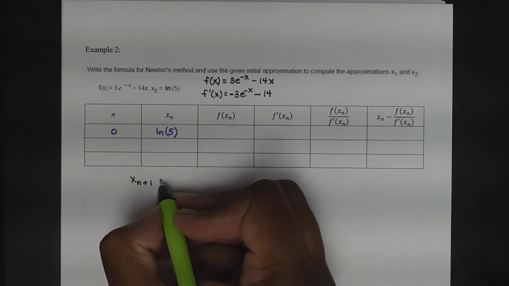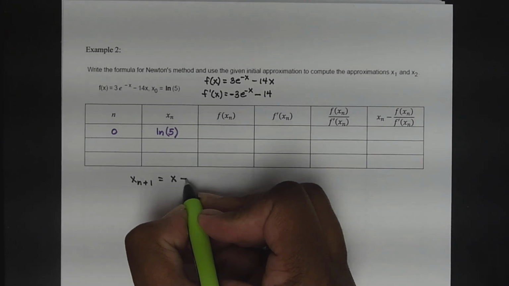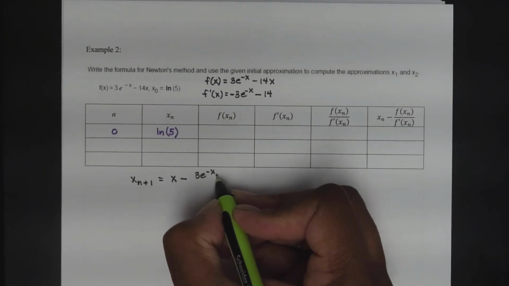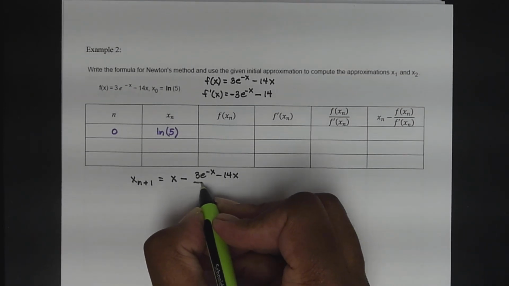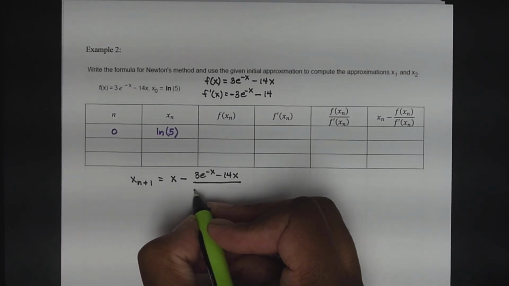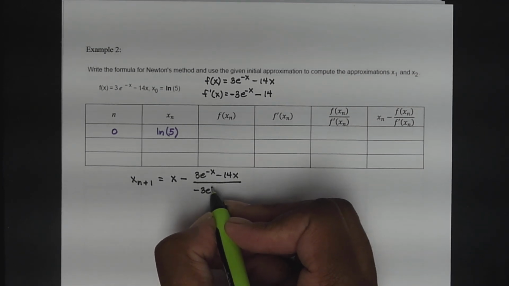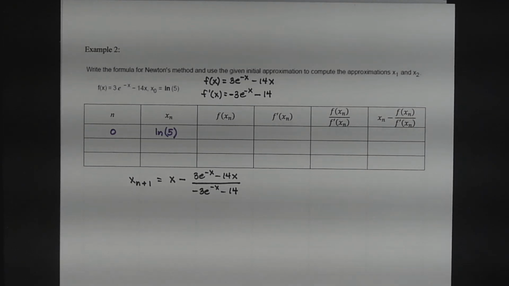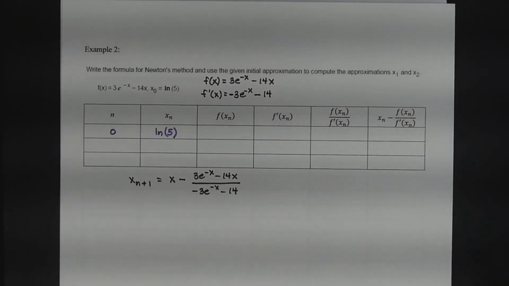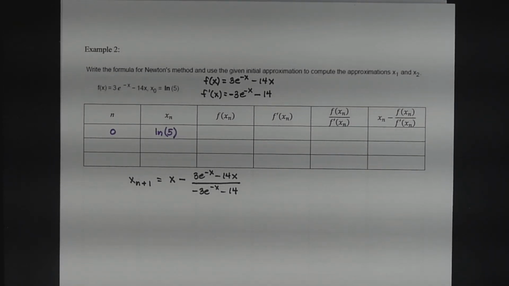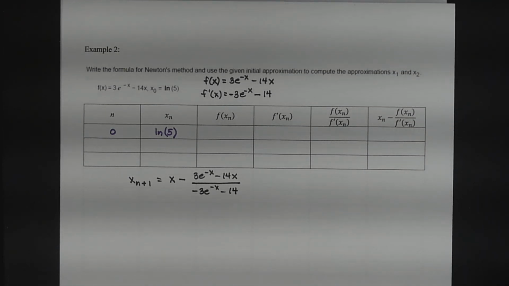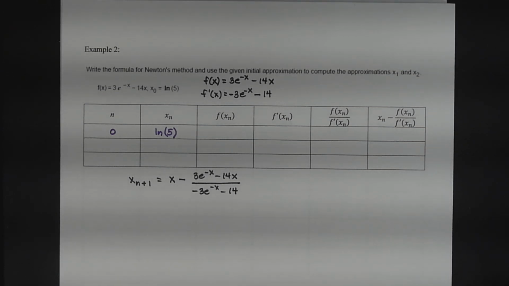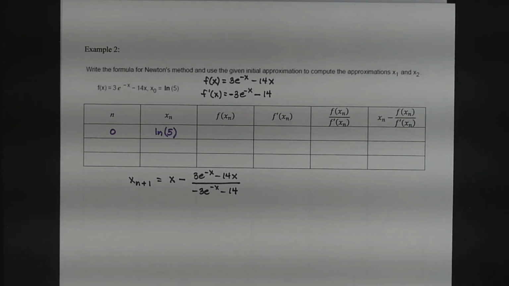And of course, x of n plus 1, I'll just use x here, and then minus f of x, which is that 3e to the negative x minus 14x, divided by f prime of x as negative 3e to the negative x minus 14. And in this case here, that is going to be my formula for Newton's method. All right, now I'm going to show you how to use the graphing calculator to type in all this information that I have here.